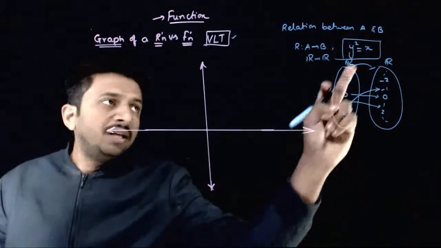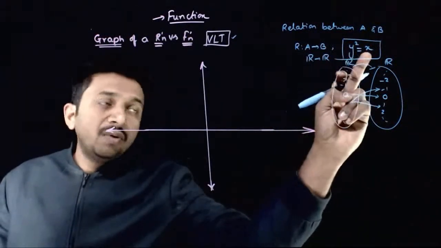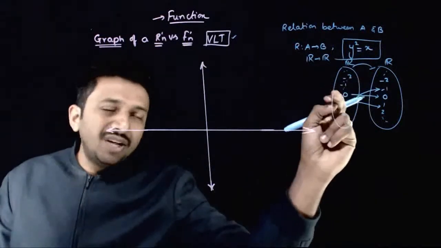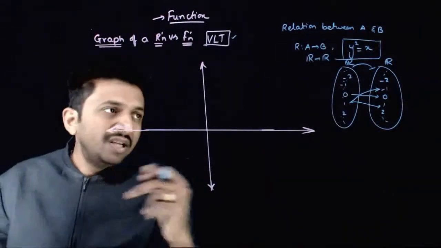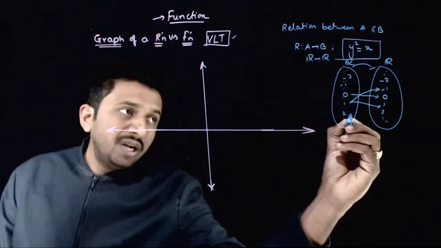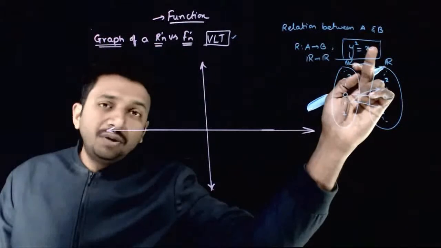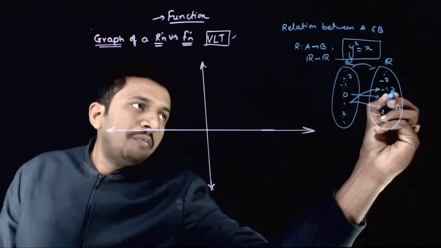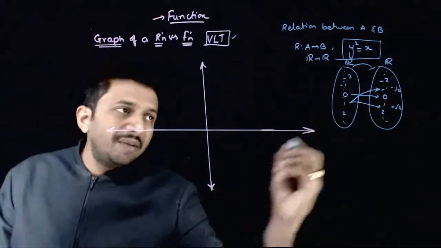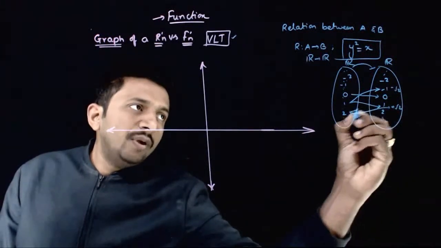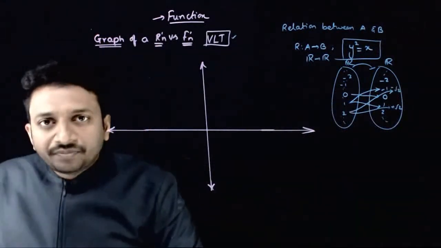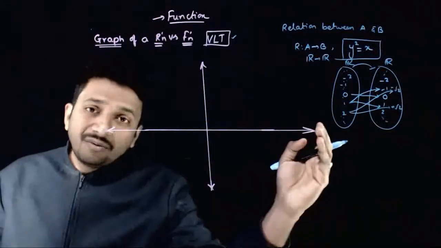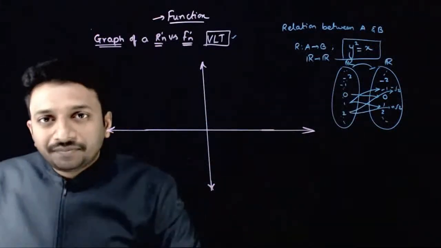So -1, can y square be equal to -1? No. That means -1 does not have an image. All negative numbers don't have an image. Next, if you take 2, if x is equal to 2, y has to be equal to plus or minus root 2. So plus root 2 minus root 2, they'll be somewhere in this real number set. So 2 will be related to plus root 2 and minus root 2. Similarly, 3 will be related to plus root 3 and minus root 3. 4 will be related to plus 2 and minus 2, so on.